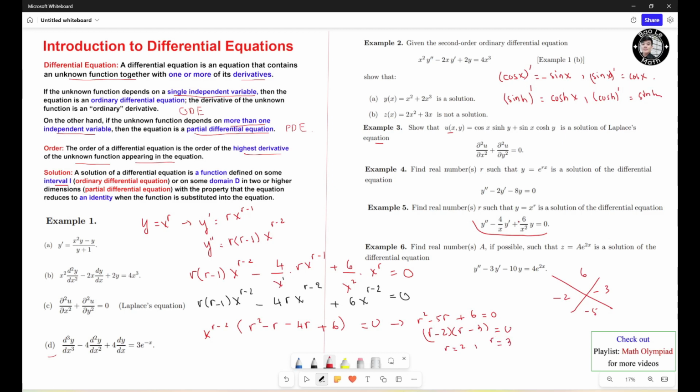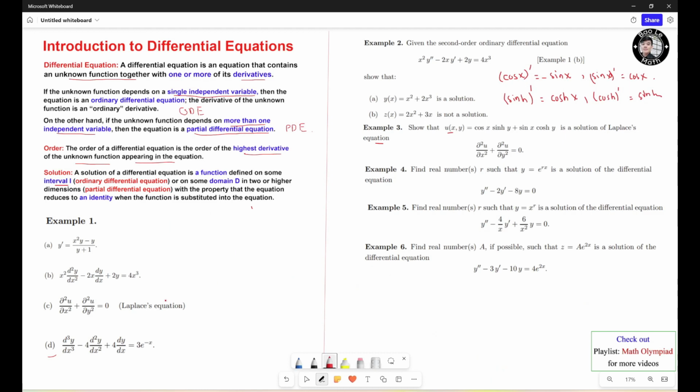You substitute back into this equation right here. So y equal s squared, and then y equal s cubed. And these are two solutions. Now let's move on to the last example, example 6.